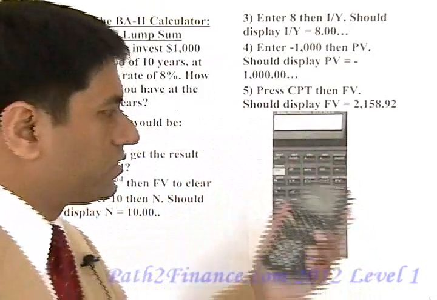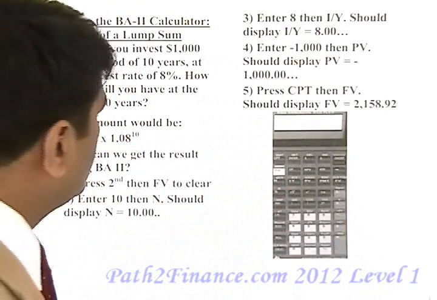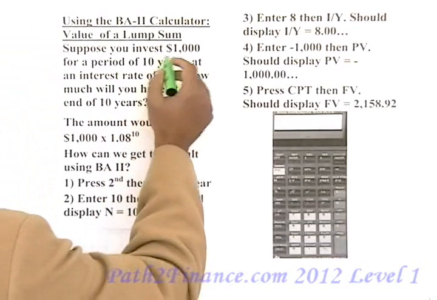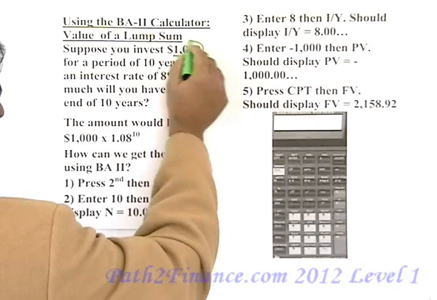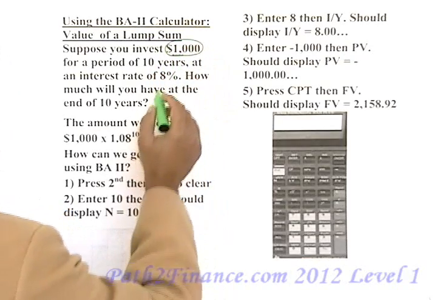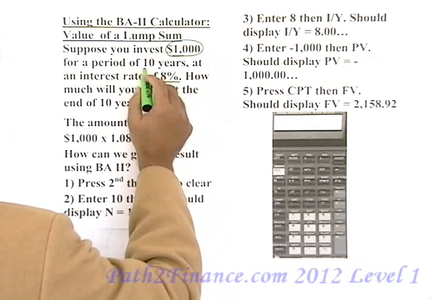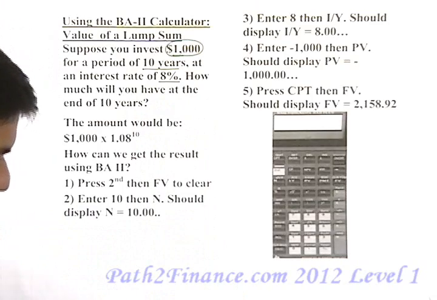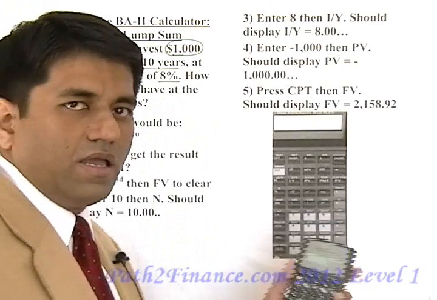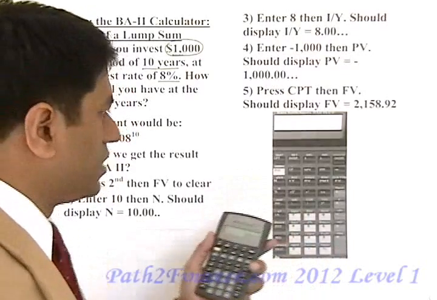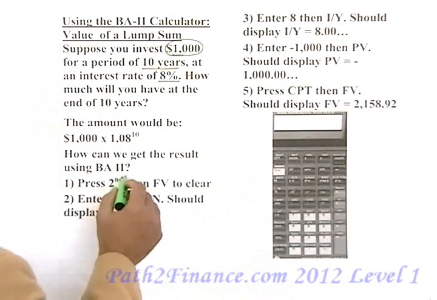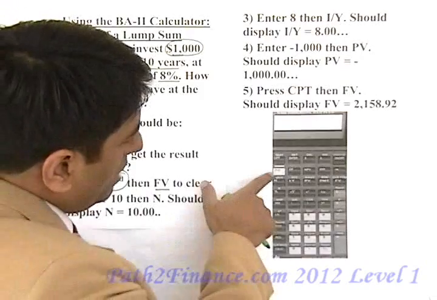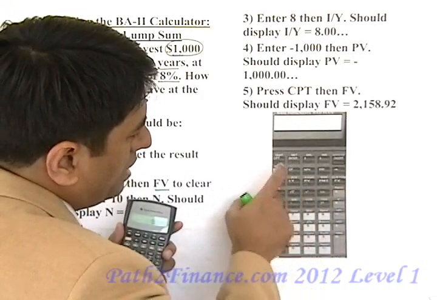So to start, you turn on the calculator, and suppose what you're trying to find is the future value of an investment of $1,000. The interest rate is 8%, and the time for which it is invested is 10 years. So first, clear the data registers: press second, then FV to clear. Your second button is over here and the FV button is here. So second FV.